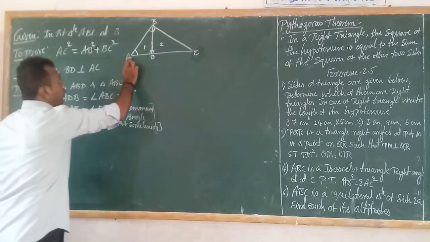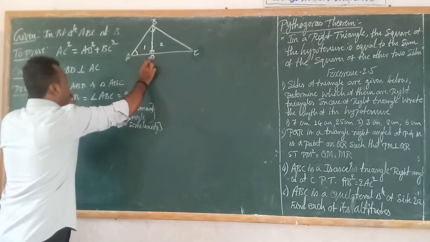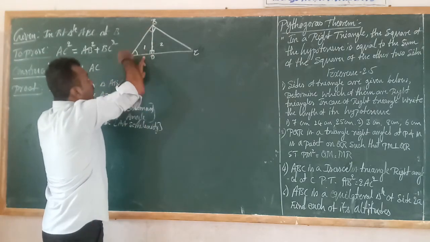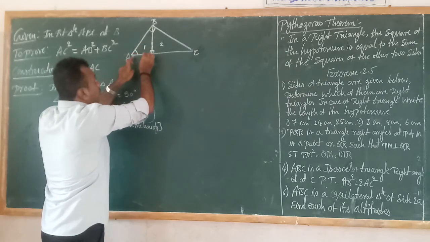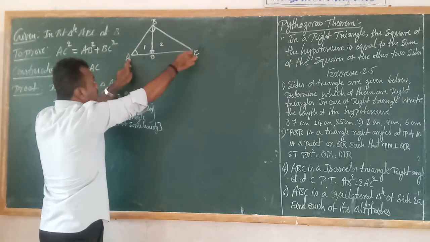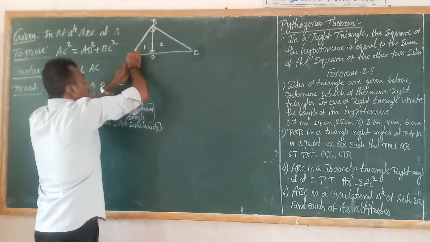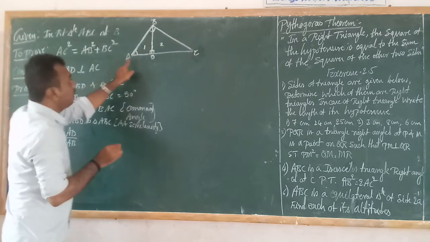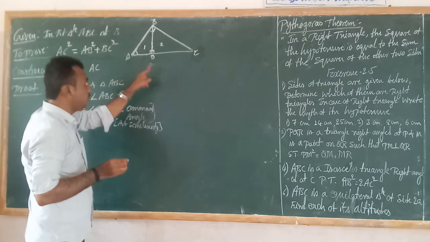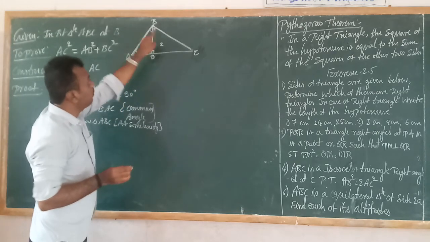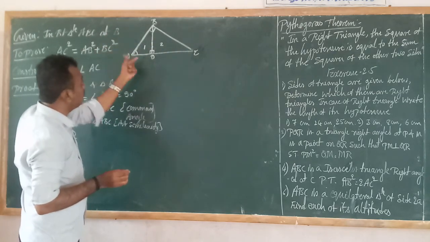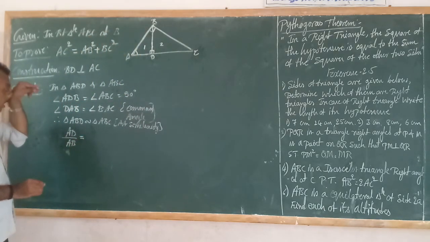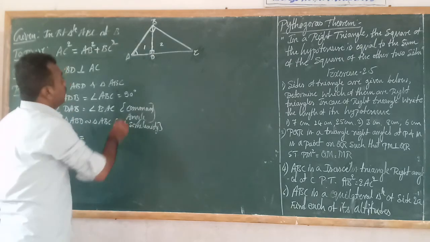See, I will consider AD, a side of ABD, correct? This is the base. In ABC, what is the base? Correct, AB is the base. AD is the base of ABD, so in ABC we take the base AB. Therefore, AD by AB. That's why I write it. It is equal to, one side we are writing the proportion, another side. See, another side.